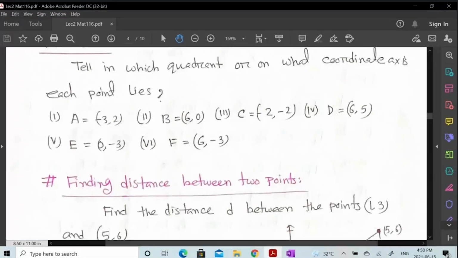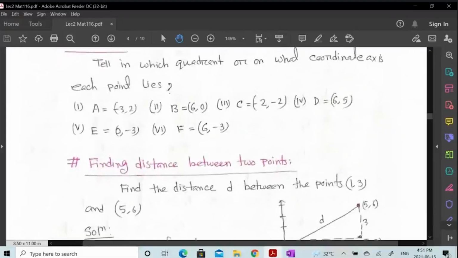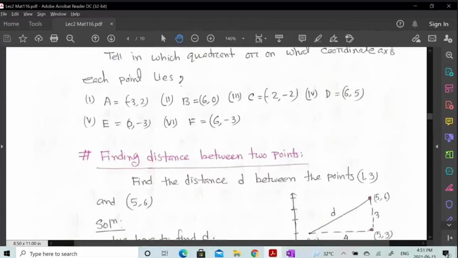What about D? First quadrant. E? Y-axis. And F? Fourth quadrant. Very good. You guys are very good. So we are done with it.